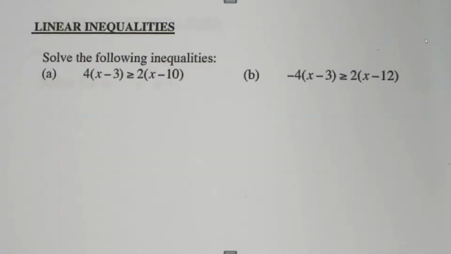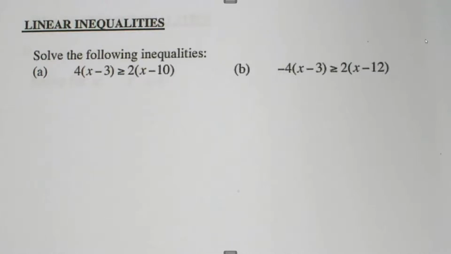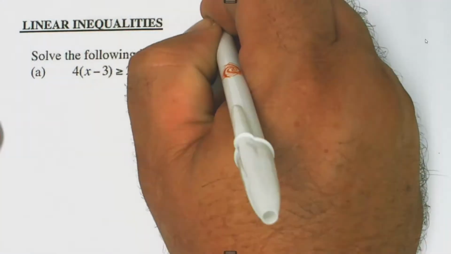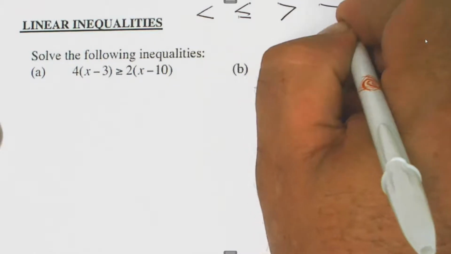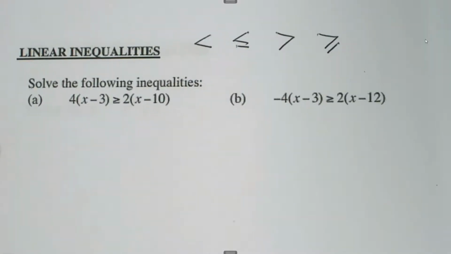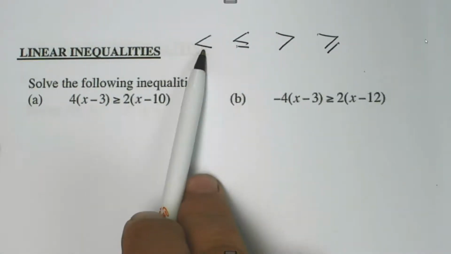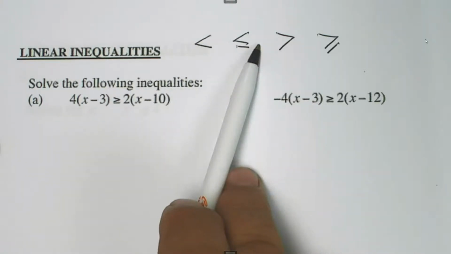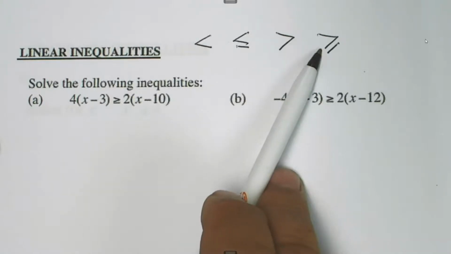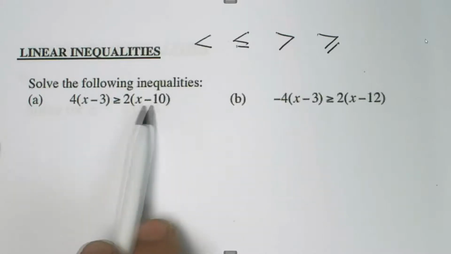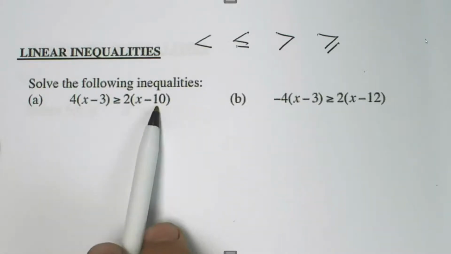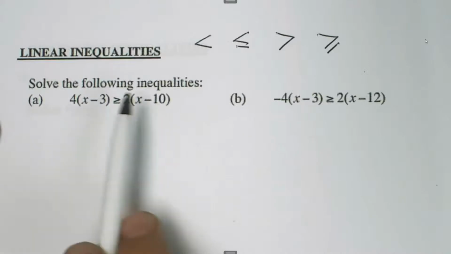Right, now we're going to solve inequalities. An inequality has the following signs: less than, less or equal to, greater than, or greater or equal to. In this case, we're going to solve the following inequalities. To solve an inequality, we solve it in the same way as an equation. So we're going to multiply out.